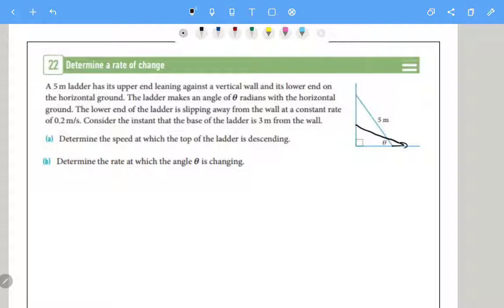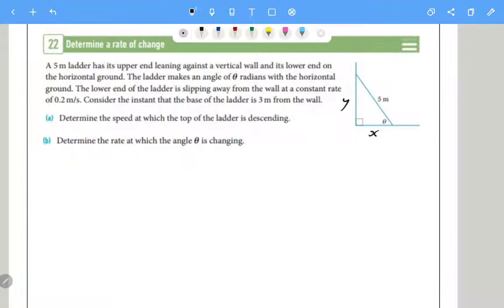So, you could imagine that as the ladder slides down, the base moves away down here, so then the height of the ladder shrinks a little bit. So we want to understand the relationship. So let's start labeling our variables. So x is going to be this horizontal distance, y is going to be the vertical, and we can use Pythagoras' theorem to write x squared plus y squared equals 5 squared.